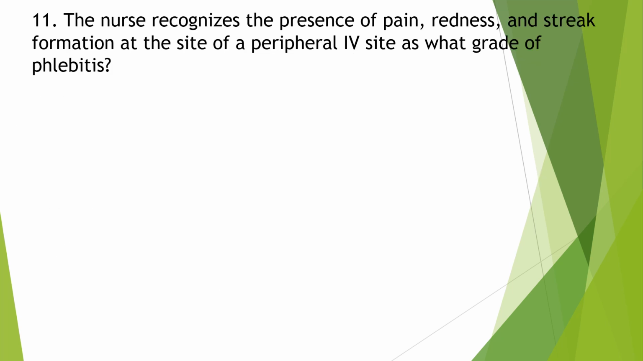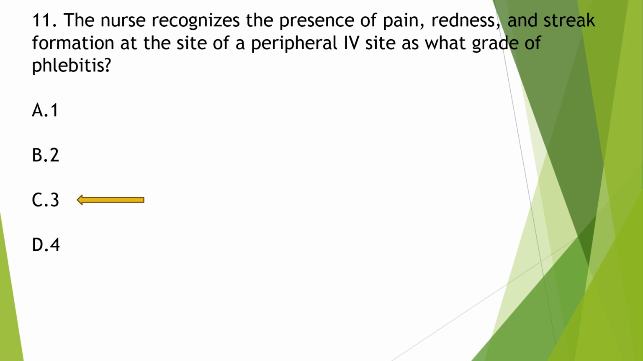The nurse recognized the presence of pain, redness and streak formation at the site of a peripheral IV site as what grade of phlebitis? 1, 2, 3, 4. So you need to know what phlebitis is and what the grades of phlebitis are. Phlebitis is the inflammation of the vein. If you see the grading, you will be able to answer this question better.